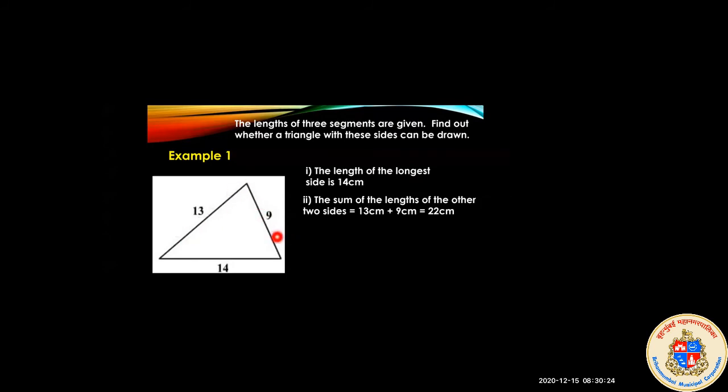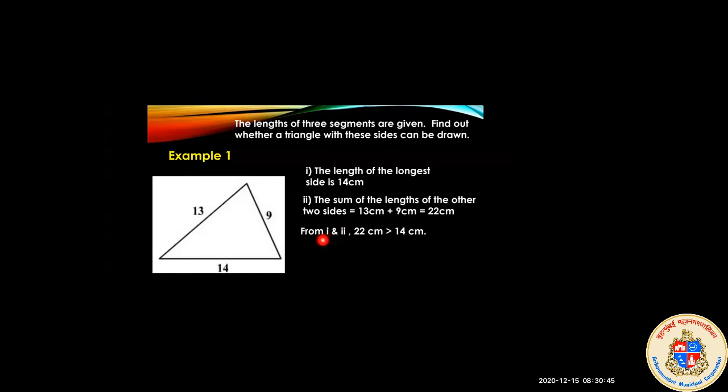So when you add these other two sides, the sum of the length of the other two sides is equal to 13 centimeter plus 19 centimeter. You will get the answer 22 centimeter. So the other two sides is greater than the third side. So this property is correct.